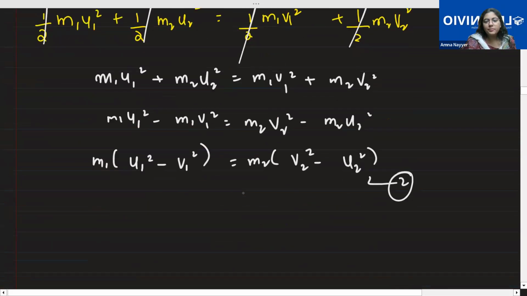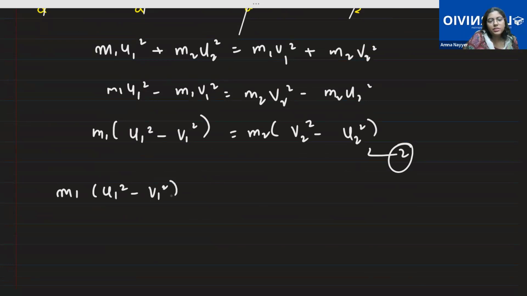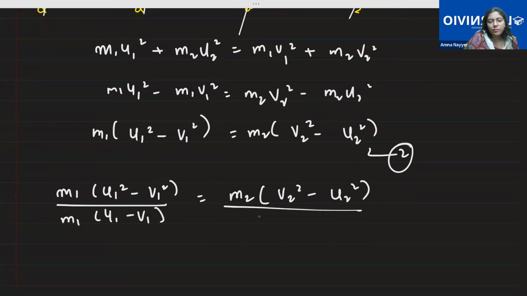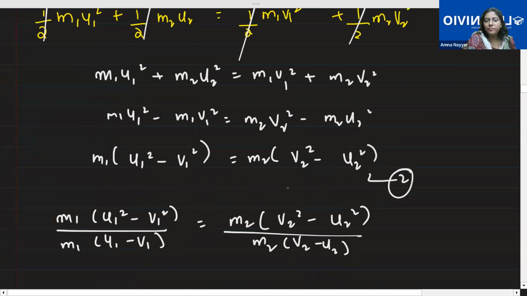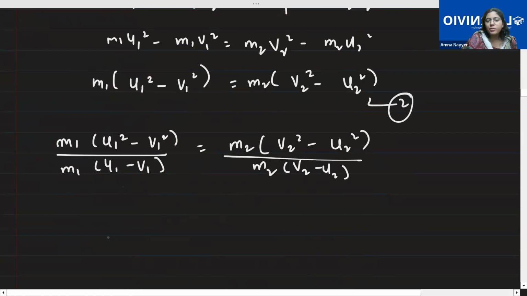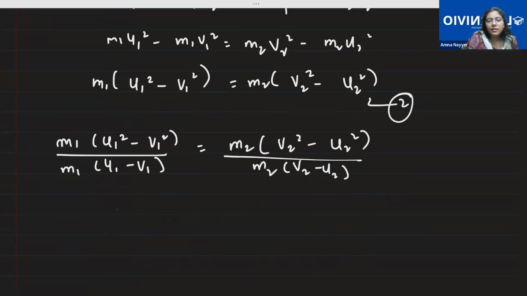So we have m1 times u1 square minus v1 square, equal to m2 times v2 square minus u2 square, divided by m1 times u1 minus v1, equal to m2 times v2 minus u2. These are the two equations that we are dividing. Okay. Now see, let's open up the brackets. Which identity is this? Can anyone tell me?